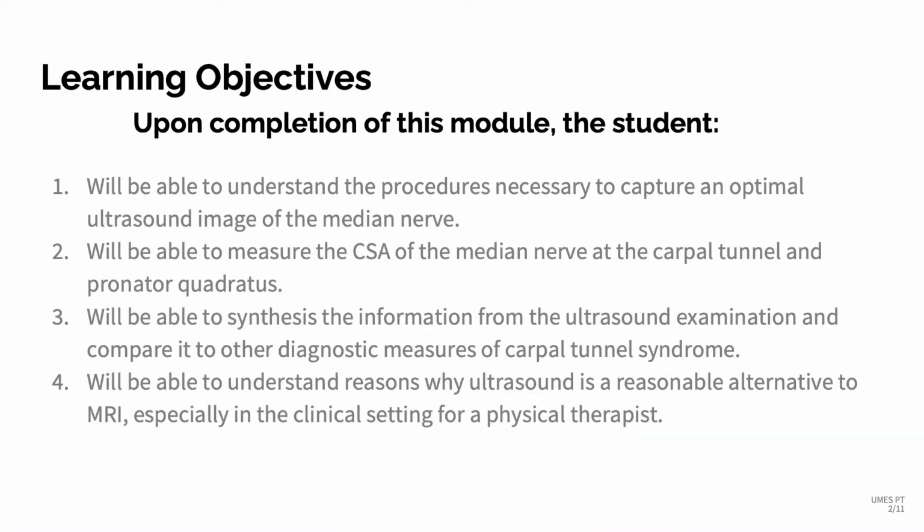Upon completion of this module, the student will be able to understand the procedures necessary to capture an optimal ultrasound image of the median nerve. We'll be able to measure the cross-sectional area of the median nerve at the carpal tunnel and pronator quadratus. We'll be able to synthesize the information from the ultrasound examination and compare it to other diagnostic measures of carpal tunnel syndrome. And we'll be able to understand reasons why ultrasound is a reasonable alternative to MRI, especially in the clinical setting for a physical therapist.